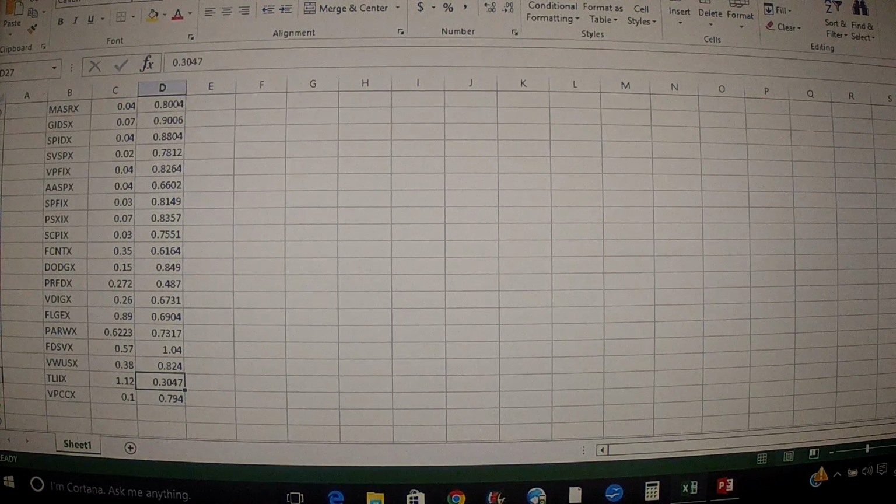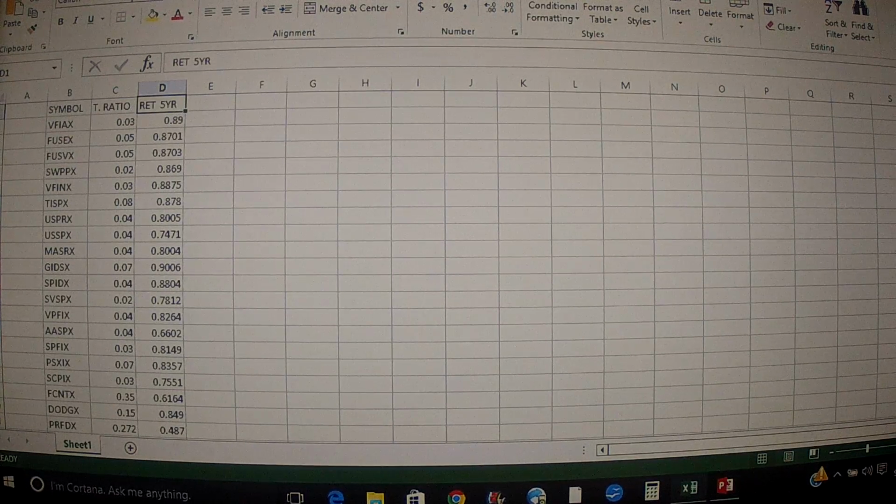And then column D is our 5-year returns, and I got this information from Yahoo Finance under the historical data tab. What we're going to do is use column D, our 5-year returns, as our dependent variable, and we are going to use column C, our turnover ratio, as our independent variable. To do such, we will run the regression as discussed earlier.